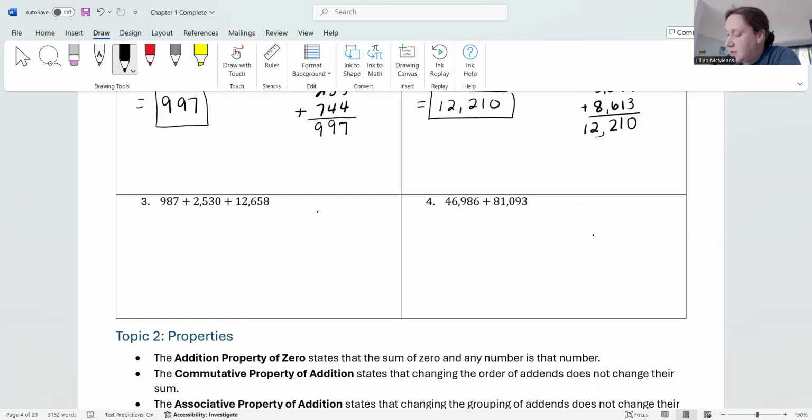So you'll see me write this as 12,658, 2,530, and then finally plus 987. So that's how I write it. The 5 digits, then the 4 digits, then the 3 digits. Again, my personal preference, I think it's just easier to do.